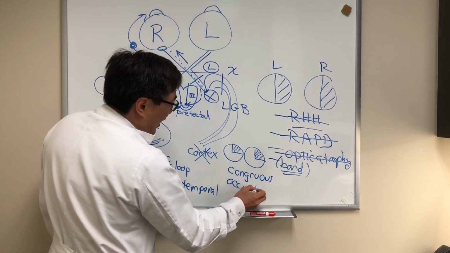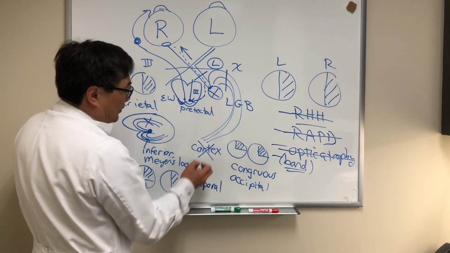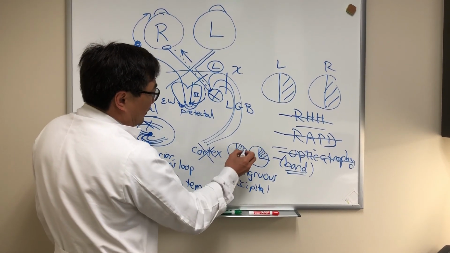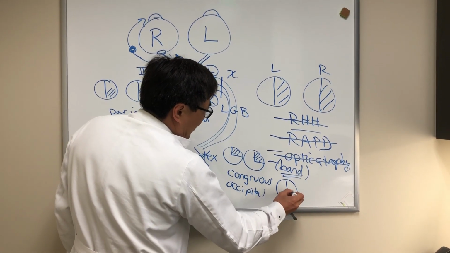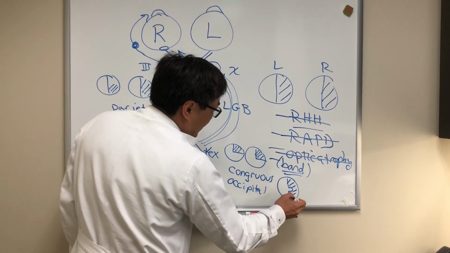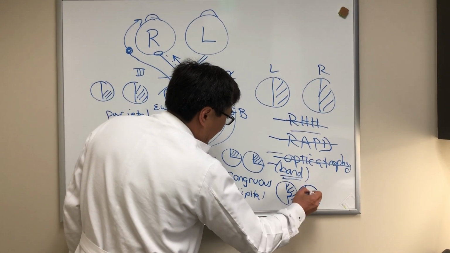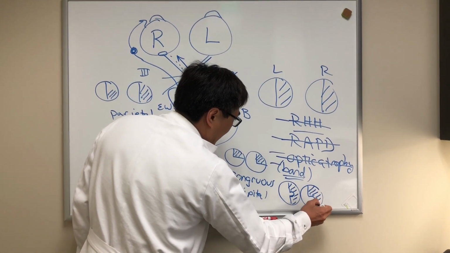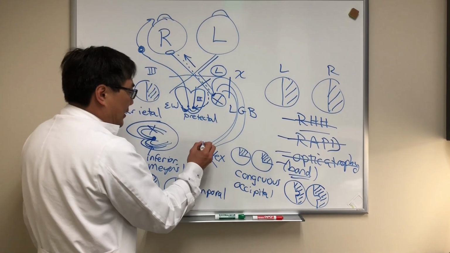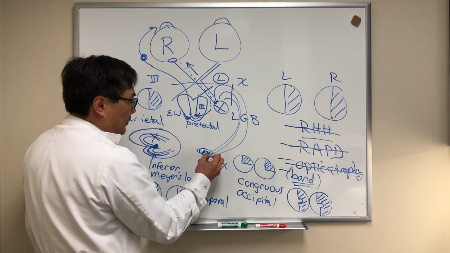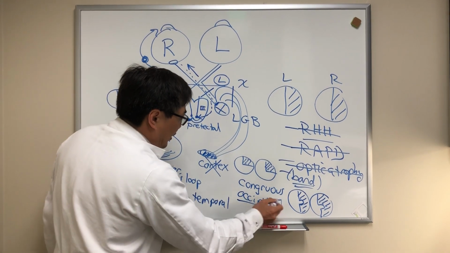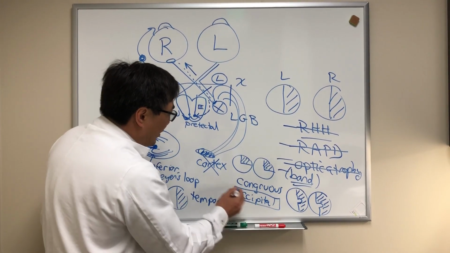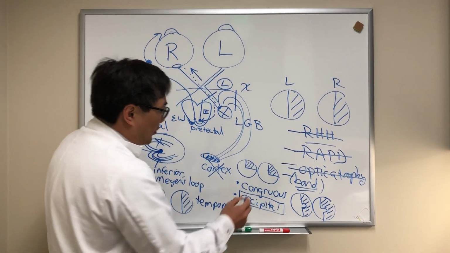In addition, because a lot of real estate in the occipital cortex is being devoted to the central macular fibers, if we have a field defect that spares the macula, so this little bit of macular sparing here of the field, that macular sparing means the tip of the occipital cortex is spared, and that is also a sign that it is an occipital lobe lesion if you have macular sparing or if it's very congruous.